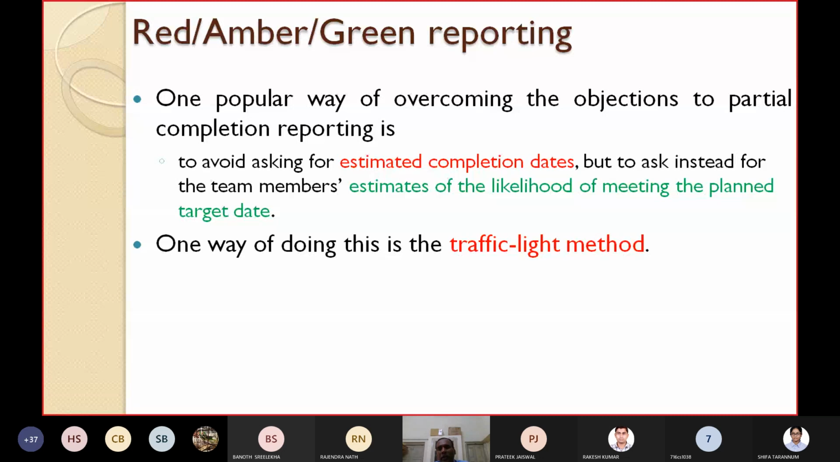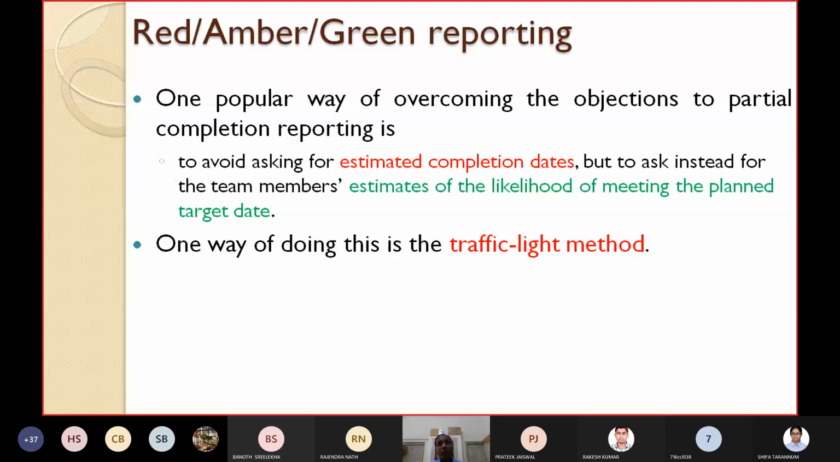One popular way of overcoming the objections to partial completion reporting is to avoid asking for estimated completion dates. Don't ask your subordinates what the estimated completion date is. But what should you ask? Ask the team members to estimate the likelihood of meeting the planned target date. What is the possibility? What is the probability? So don't always ask how many days you require. Instead, you can ask what is the likelihood that you can meet the planned target dates. That's one of the best ways.